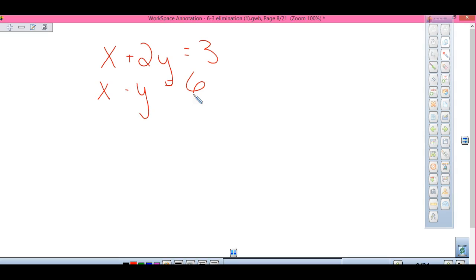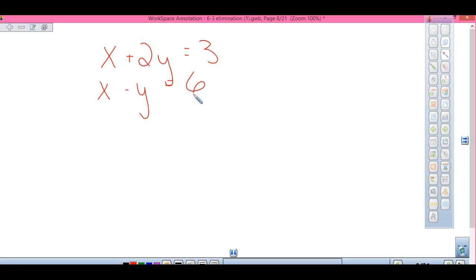Do I have the same coefficient with my x's? I do. They're both what? They're both 1. Okay, because remember there's that imaginary 1 in front of them. Do I have the same coefficient with my y's? No, because one's a 2 and one's a 1. Okay, so we don't have anything that cancels out right now, because if I were to add these together, what would I get for my x's? I'd get 2x, so nothing would cancel. So I need, since they're both 1s, what's the only thing I need? I need one of them to be a -1.